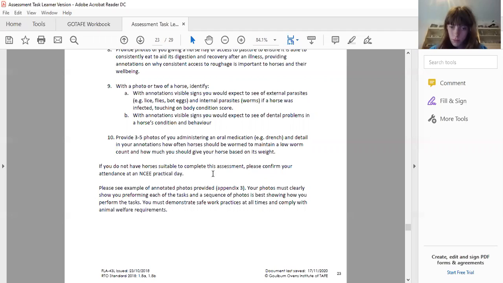And as I said, if you don't have access to horses that are suitable to complete the above, then we can look at doing a prac next year, and that's perfectly fine. If you do want to use horses that you've got access to, just let me know, because we'll need to get a safety and equine form filled out to know that they're suitable for you to be demonstrating these particular things on. And then underneath here, we've got a few different appendices.